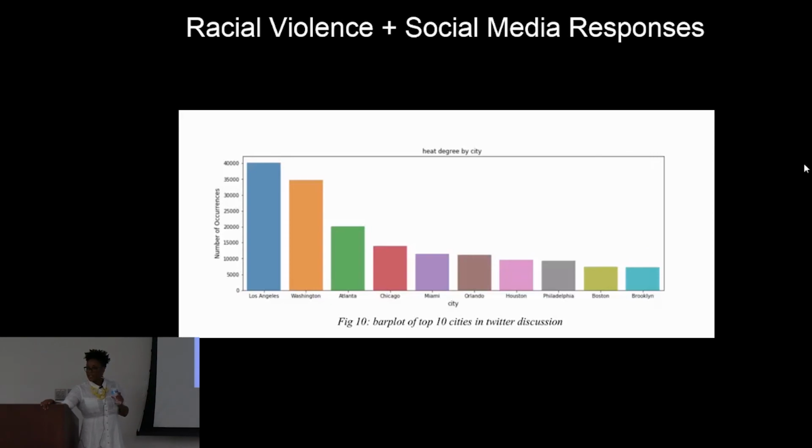Right, but I think it assumes that only people in those places talk about it. This is Twitter data, yeah. Right, so it's not just people in LA talking about LA. Chicago, for example, people love to talk about Chicago.